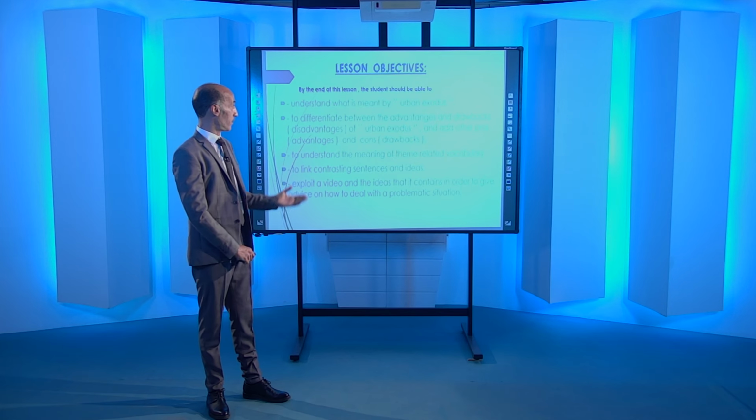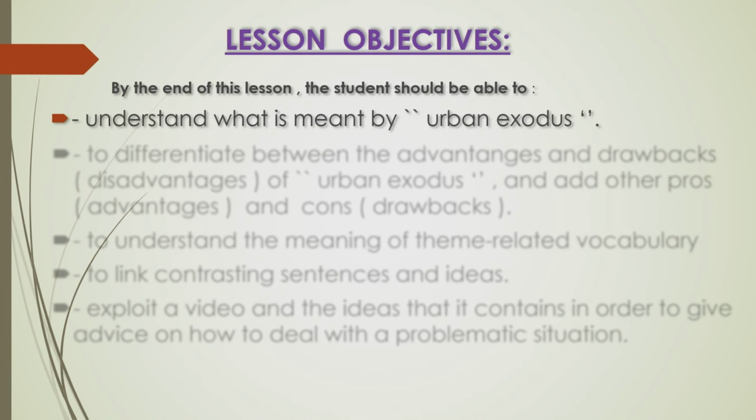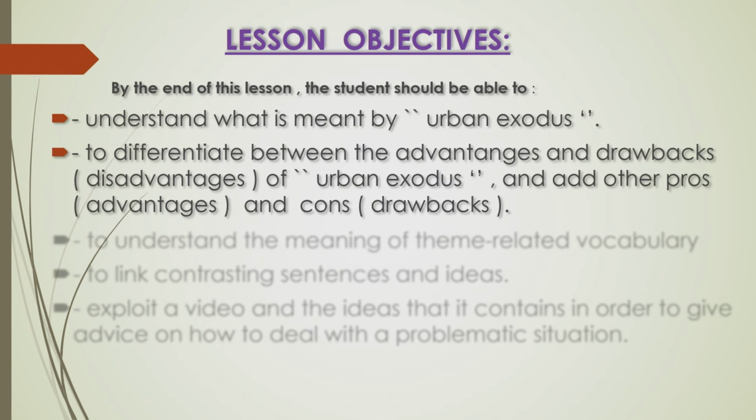So we start by going over the lesson objectives. By the end of this lesson, the student should be able to understand what is meant by urban exodus, to differentiate between the advantages and drawbacks or disadvantages of urban exodus, and add other pros and cons. By pros we mean advantages, and by cons we mean drawbacks.